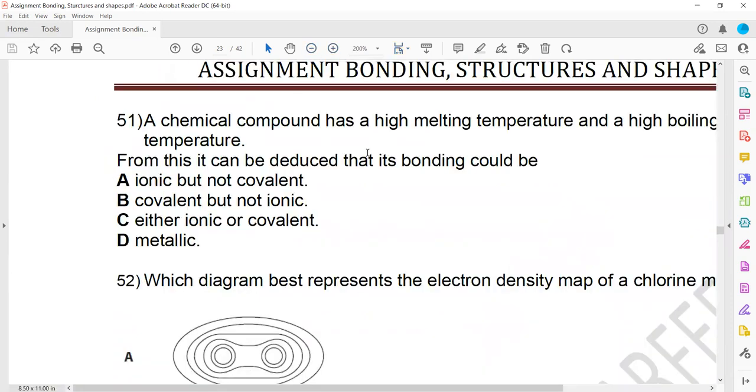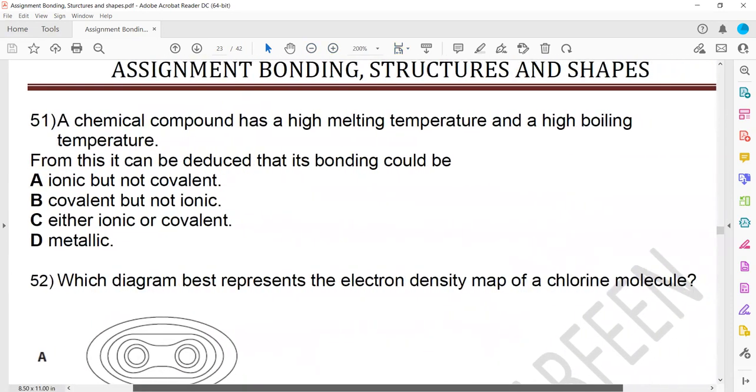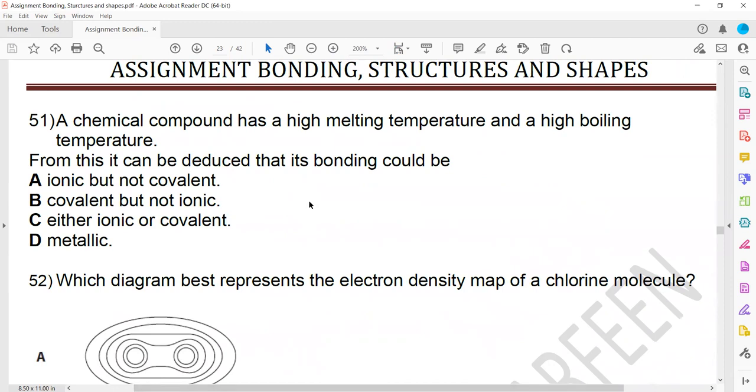Question 51. A chemical compound has a high melting temperature and a high boiling temperature. From this it can be deduced the bonding would be. So there's a chemical compound having a high melting and a high boiling temperature. So what can we conclude about the type of bonding within the substance? That its bonding could be ionic but not covalent.